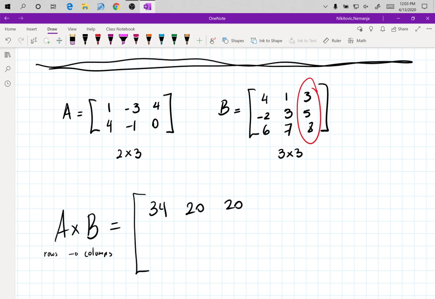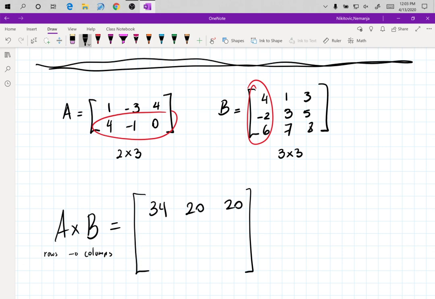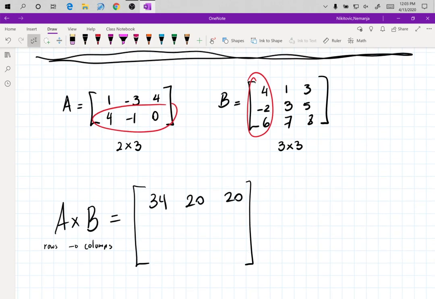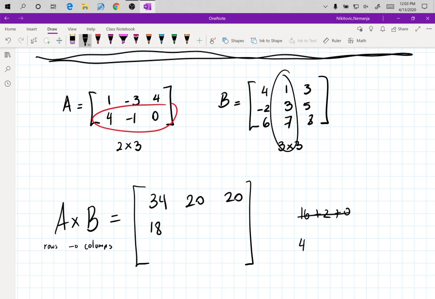We're moving down to the next row. We are resetting the column 1 over here. So what do I have? 4 times 4 is 16. Negative 1 times negative 2 is positive 2. 0 times 6 is 0. So that looks like 18. Move the next column. 4 times 1 is 4. Negative 3, 0. So that's 1. And 0 times the whole row. I mean the whole column.